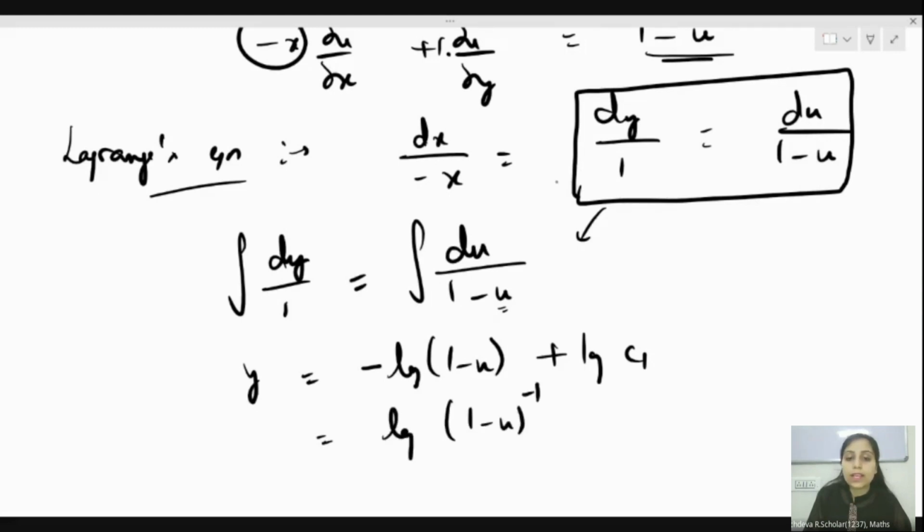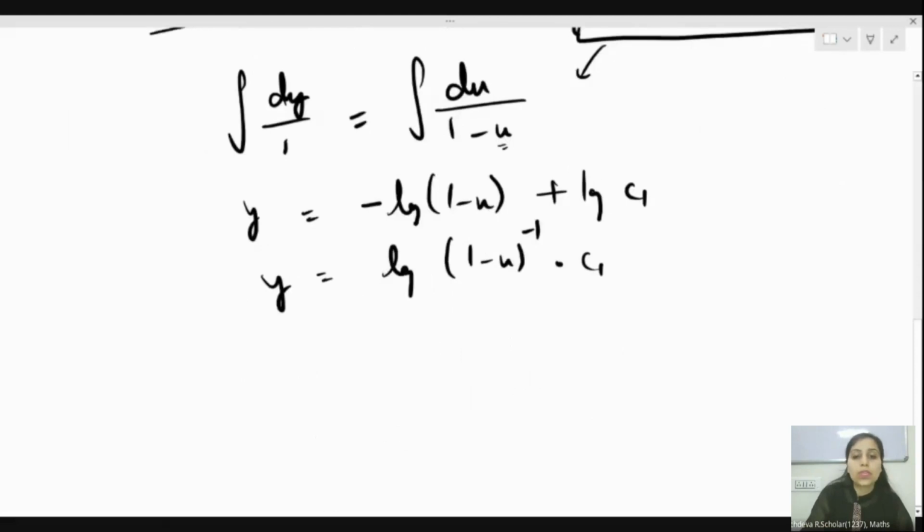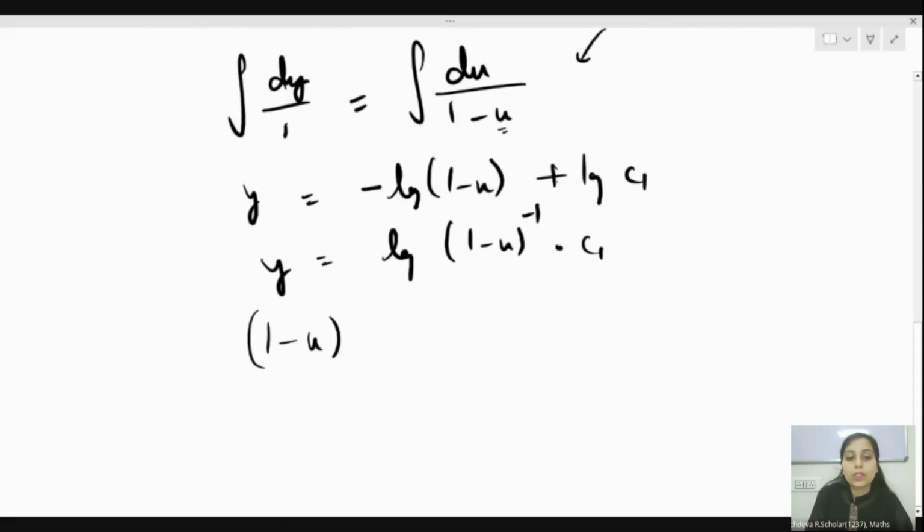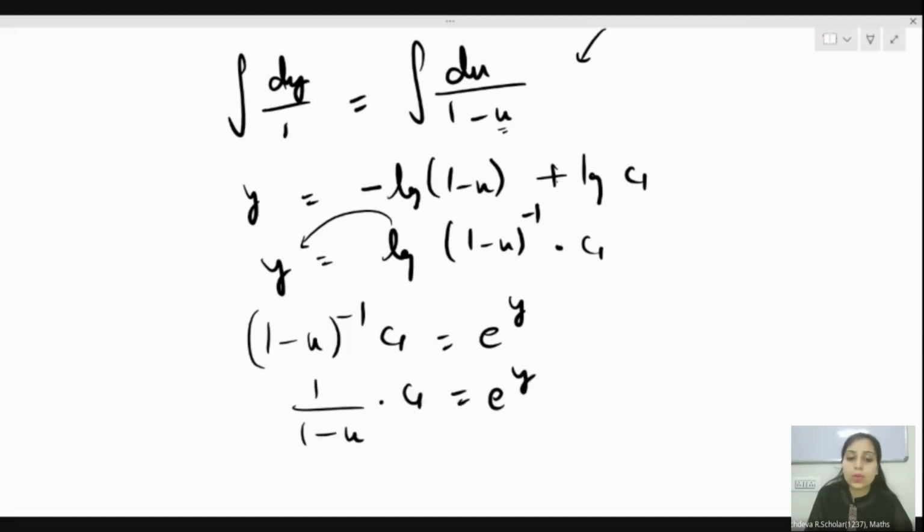From the negative sign, the log takes its upward with inverse sign, and log a plus log b is log a into b, and here y. So we get (1 minus u) inverse c1 is equal to, this log becomes e raised to power y. By this, we get 1 upon (1 minus u) into c1 is equal to e raised to power y.